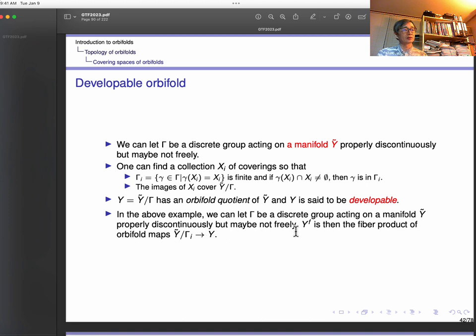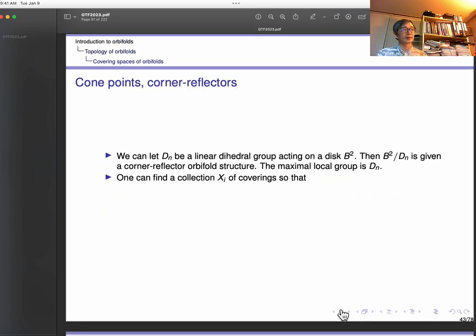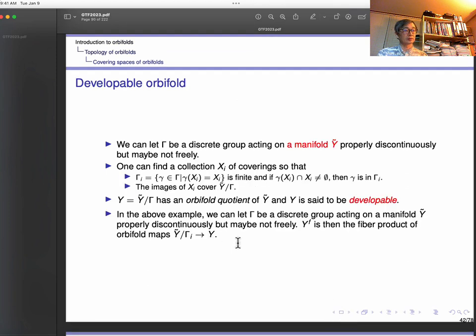Then Y_f is the fiber product of this orbifold map. So you don't really need a free action here. You can do the same construction and obtain these fiber products of orbifolds in the developable orbifold case. Okay. So that's one useful example here.